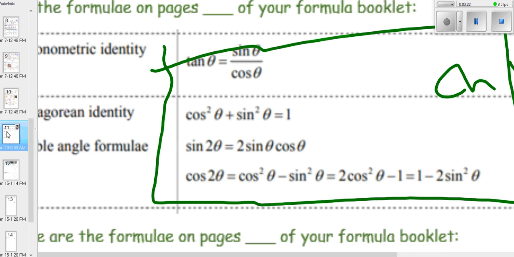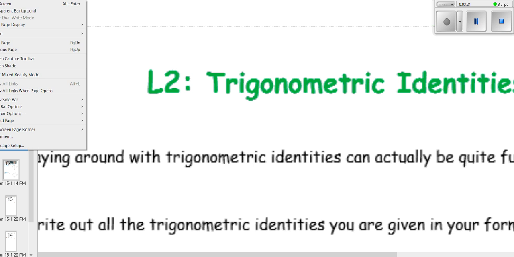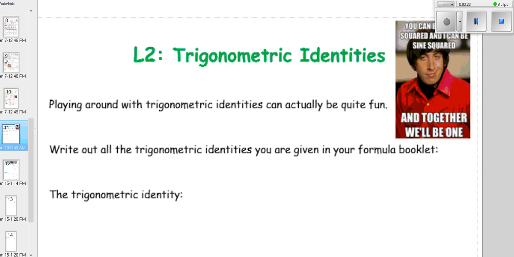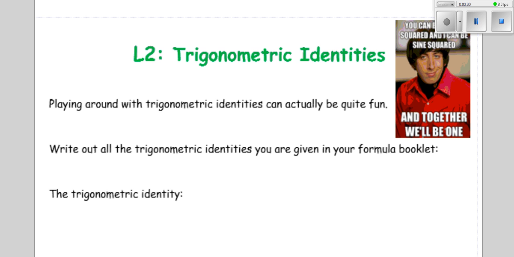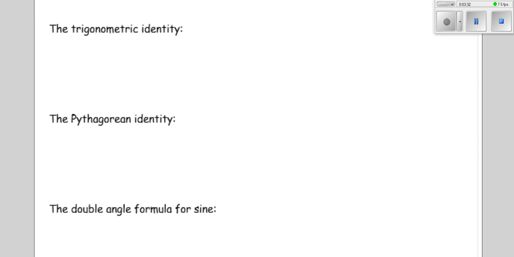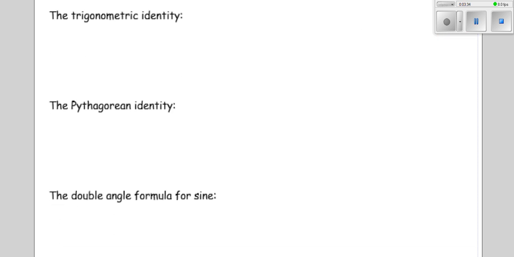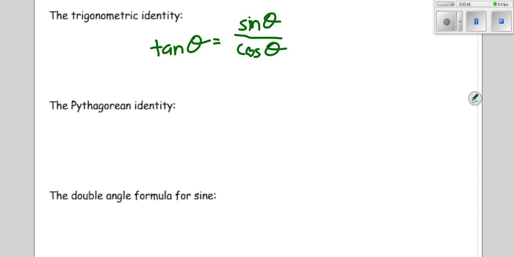We're on page 11, aren't we? I'll just zoom out a bit, and I'll go back and write them on with you. So the first one was, as you said, tan theta. It was sine theta over cos theta. If you forget them, remember they're in your formula booklet. Pythagorean identity, cos.